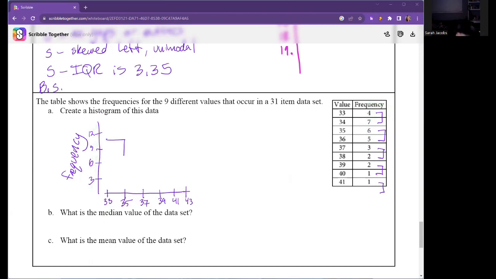So 33 and 34 right here. This 6 and 5 for 35 and 36, which is going to go in this bin, also 11. So again, I'm including the left side of the bin, but not the right. It's kind of like this bin goes from 35 inclusive to 37, not including 37.